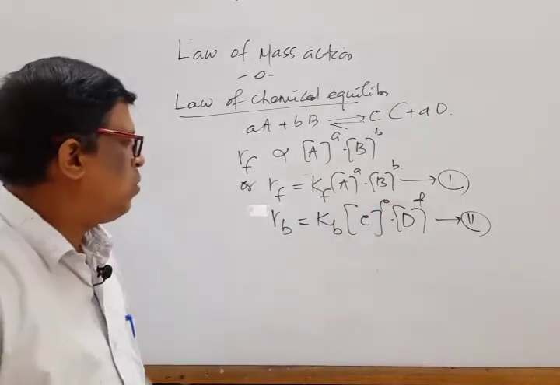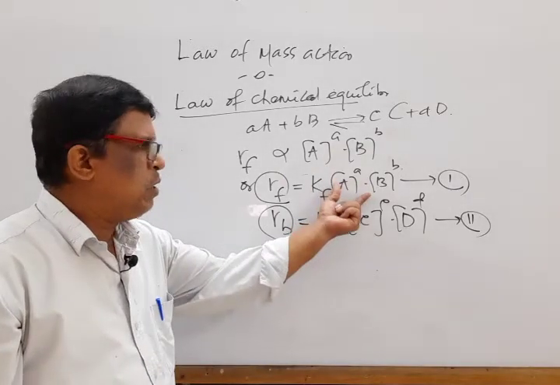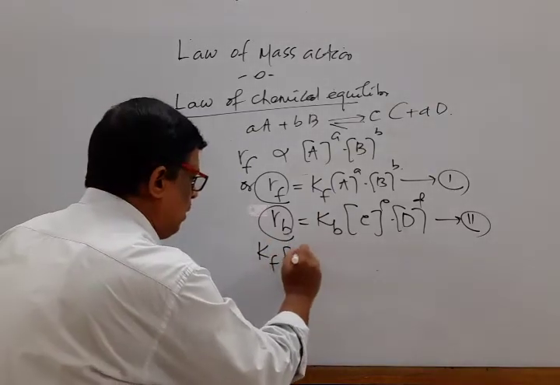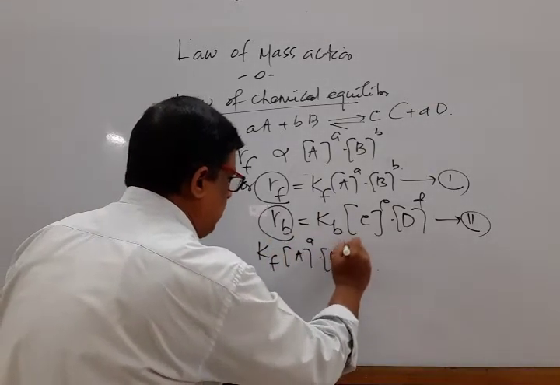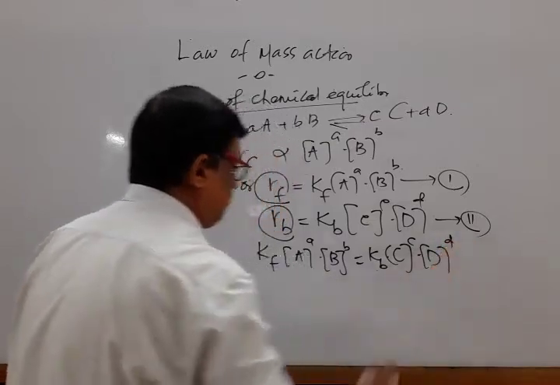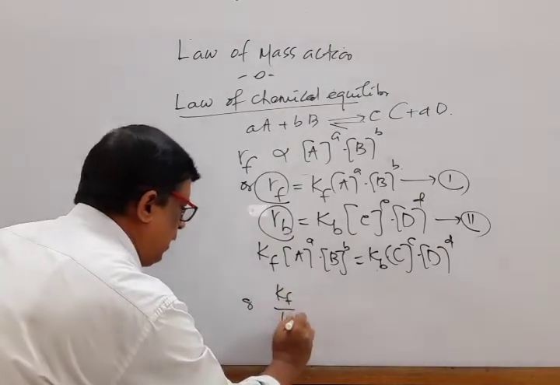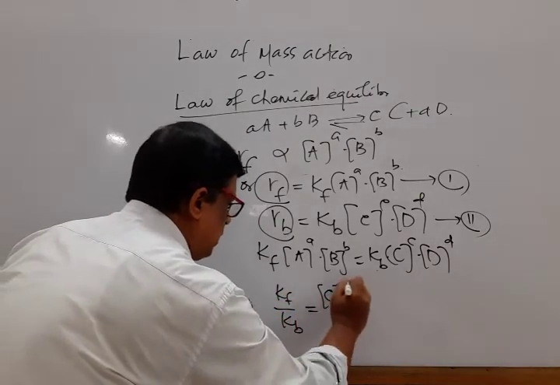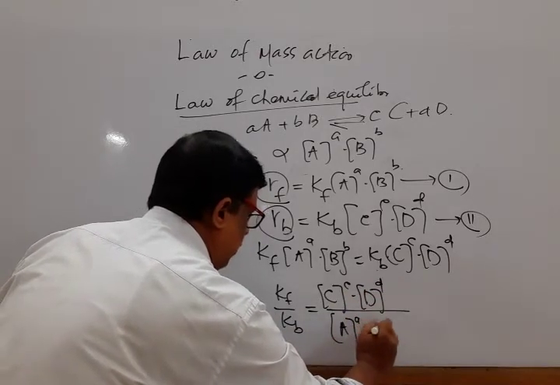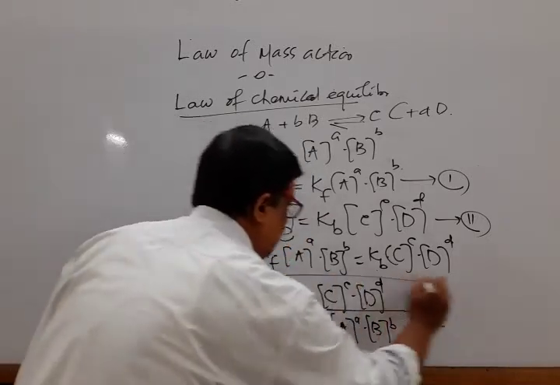So from equations 1 and 2, since RF is equal to RB, it is clear that the RHS of equation 1 is equal to the RHS of equation 2. That means Kf [A]^a [B]^b is equal to Kb [C]^c [D]^d. Or mark that, Kf by Kb is equal to the molar concentration [C]^c into [D]^d divided by [A]^a into [B]^b. This is known as Kc. Equation 3.